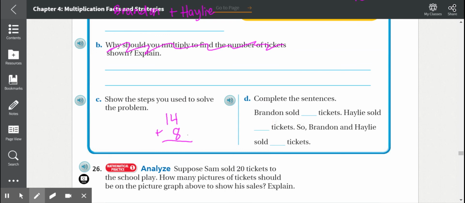So we have 4 plus 8 is 12, and then 1 plus 1 is 2. Okay, so we know that they together sold 22 tickets. But let's complete the sentence. Brandon sold blank tickets. How many tickets did Brandon sell? Brandon sold 8. Haley sold 14 tickets. So Brandon and Haley sold 22 tickets.